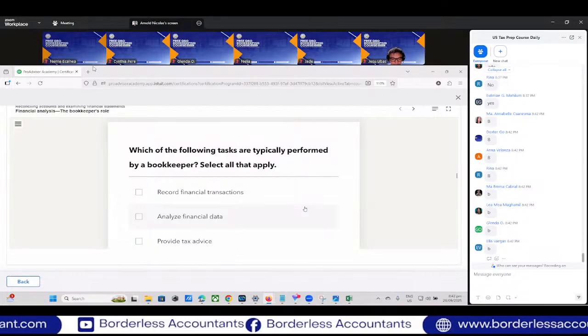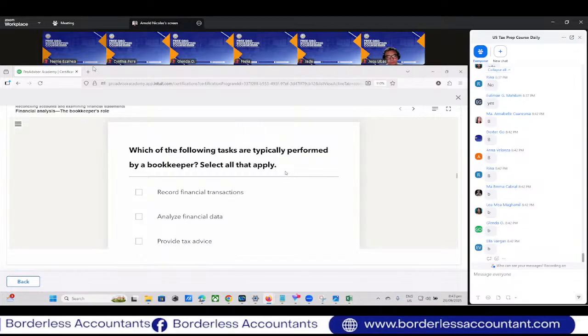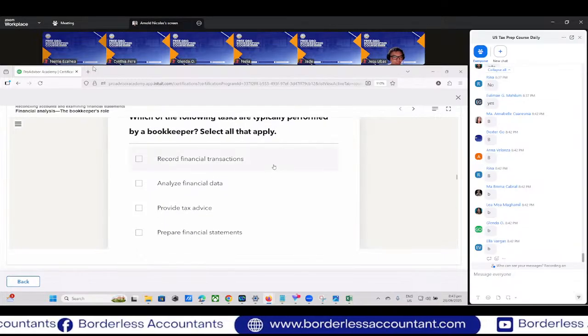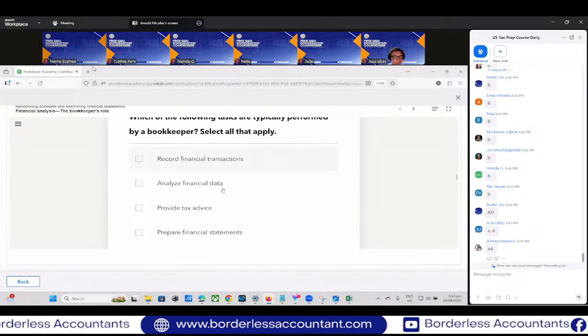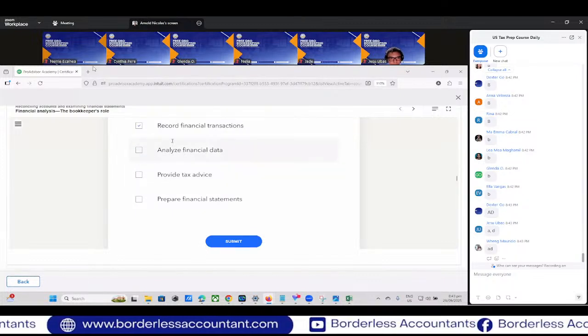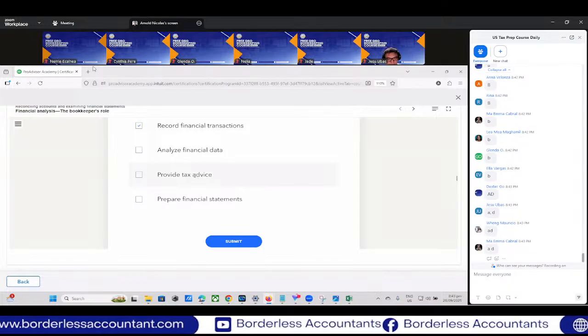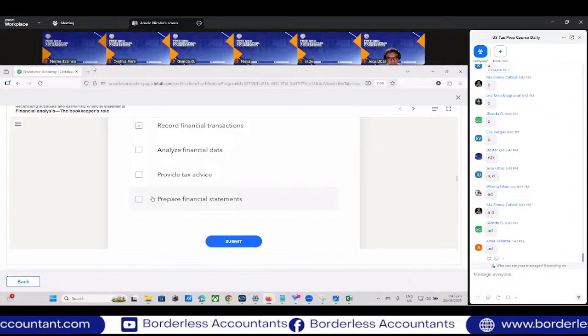Which of the following tasks are typically performed by a bookkeeper? Select all that apply. Record financial transactions, that's what we do. Analyze is the keyword here. We don't do that. Provide tax advice, tax, we don't do that. Prepare FS, yes, we do that.